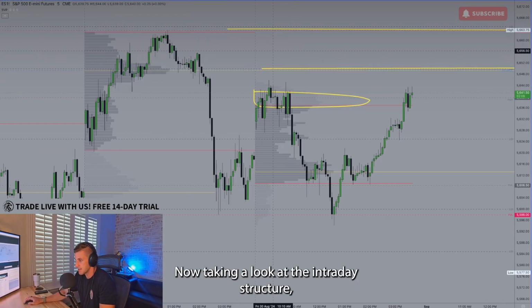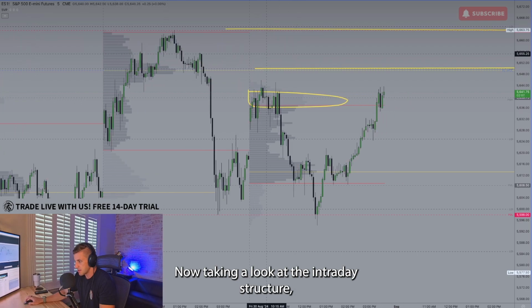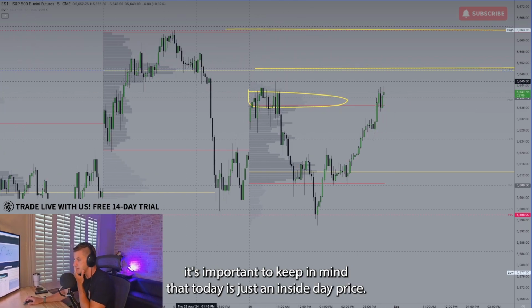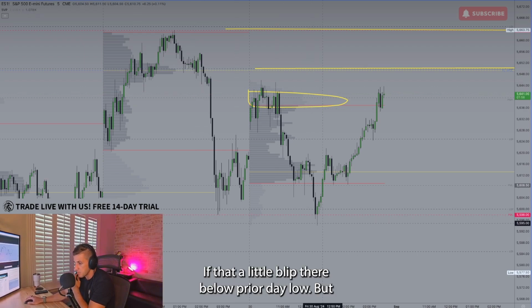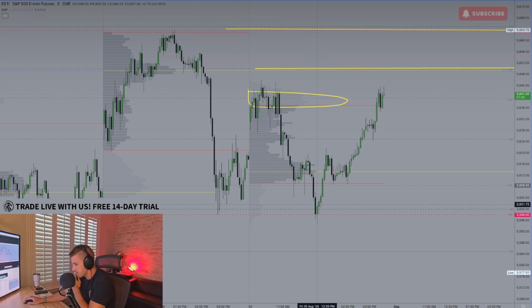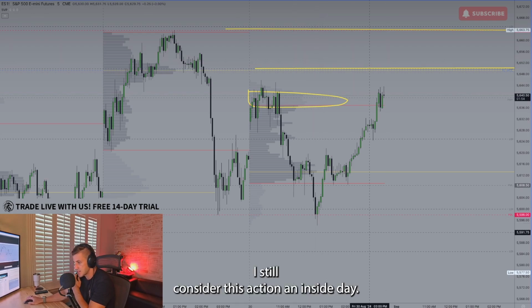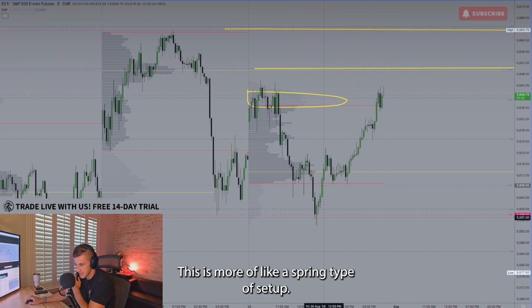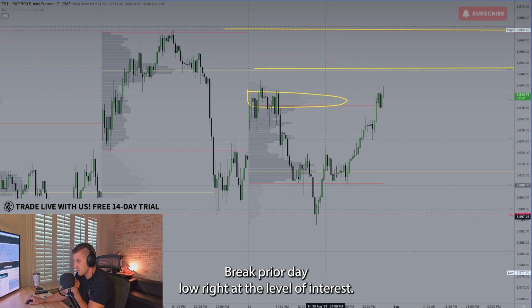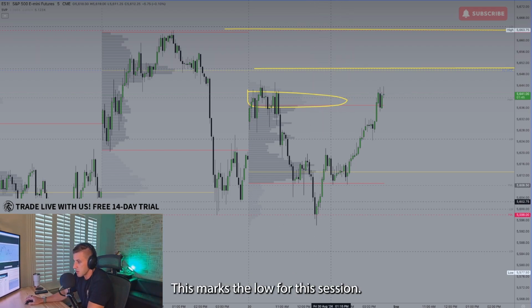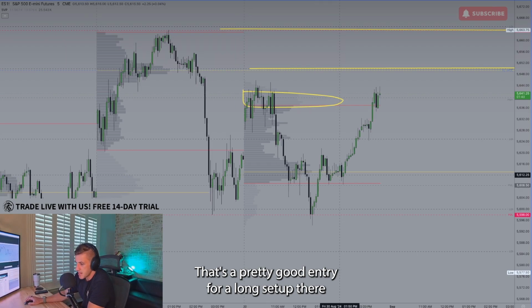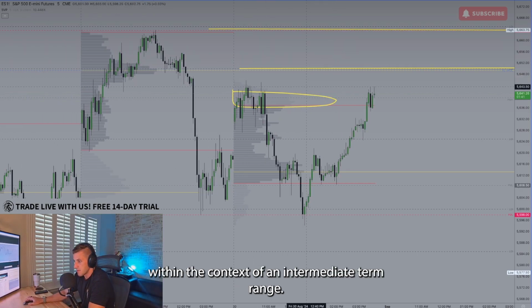Now, taking a look at the intraday structure, it's important to keep in mind that today is just an inside day. Price did not trade outside of yesterday's range in a meaningful way. You have that little blip there below prior day low, but I still consider this action an inside day. This is more of like a spring type of setup. Break prior day low right at the level of interest, quickly reclaim, marks the low for the session. That's a pretty good entry for a long setup there within the context of an intermediate term range.